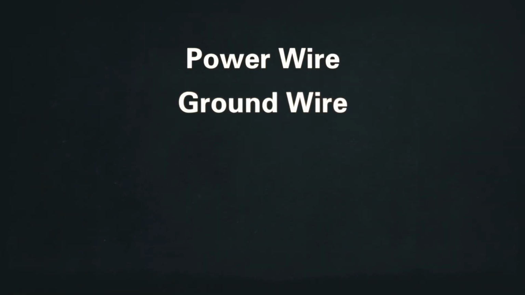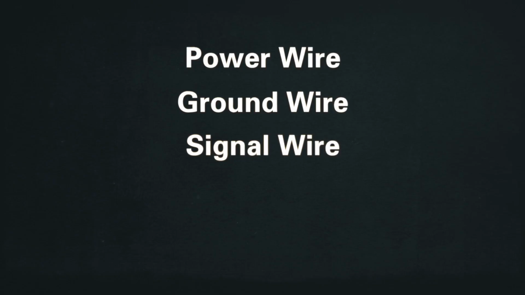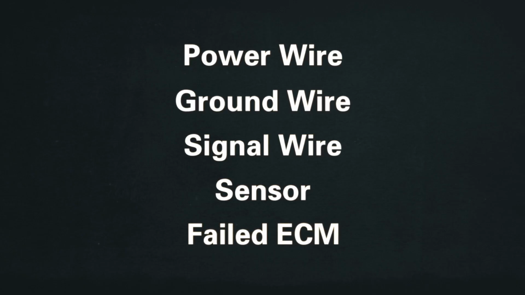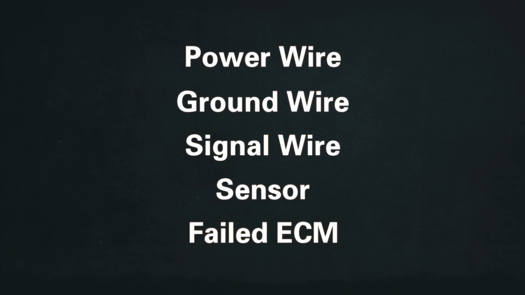Now that we understand what a -3 FMI code is, we've got 5 suspects that could be the root cause of the problem. It's kind of like we're playing detective here. What are the 5 suspects? The power wire to the sensor, the ground wire to the sensor, the signal wire from the sensor to the ECM, the sensor itself could have failed, or the least likely, the ECM has failed. All right, so we're ready to begin troubleshooting.